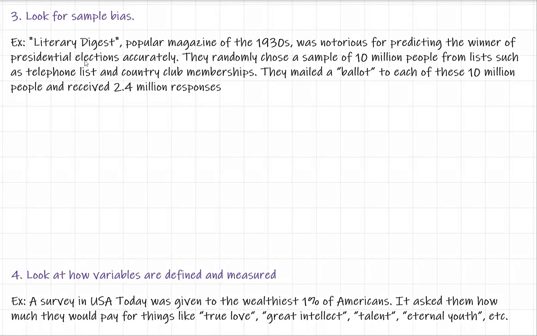So Literary Digest, popular magazine of the 1930s, was notorious for predicting the winner of presidential elections accurately. So this magazine was, for the longest time, able to say, hey, this is who's going to win. And that person that they predicted would actually win. Okay. The process they follow is that they randomly choose a sample of 10 million people from lists such as telephone lists and country club memberships, among other lists. What they would do is they mail a ballot to each of these 10 million people, and then in return, they received about 2.4 million responses.